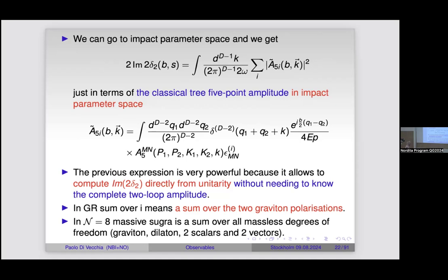This expression is very powerful because it allows us to compute the imaginary part directly from unitarity without needing to compute a complete two-loop amplitude. So in GR, you have the sum over polarizations. In N=8, you have graviton, dilaton, 2 scalars, and two vectors.